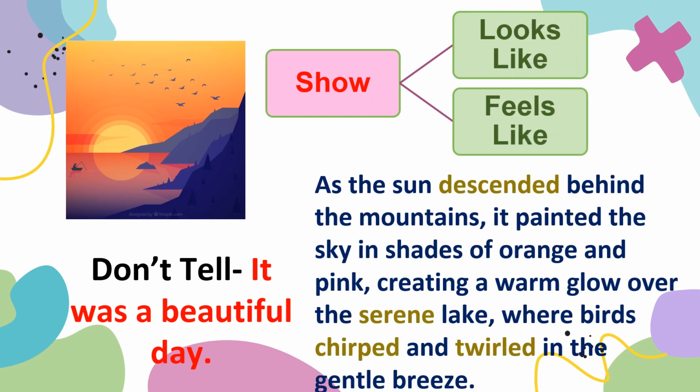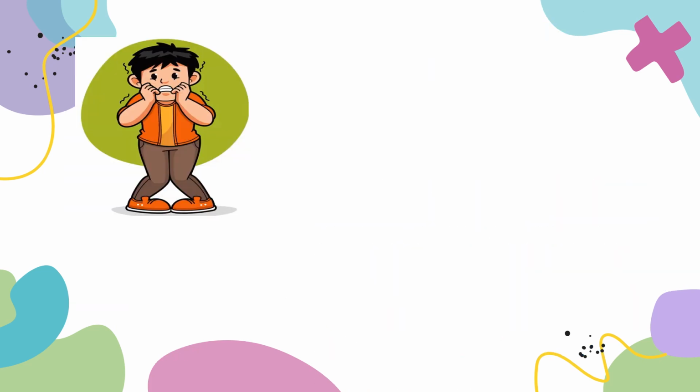So as the sun descended behind the mountains, it painted the sky in shades of orange and pink, creating a warm glow over the serene lake where birds chirped and trilled in the gentle breeze. So in this case, the telling sentence gives a brief statement about the day, while the showing sentence creates a vivid scene by describing the colors, settings, and natural elements, allowing the readers to experience the beauty of the day through sensory detail.